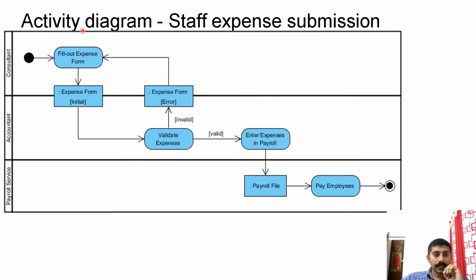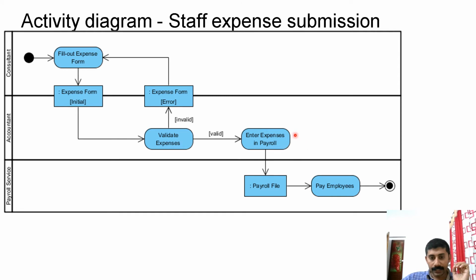Another example is staff expense submission. In this case, you can see the concept of a swim lane. There are three partitions: consultant, accountant, and payroll service. The consultant fills out the form. These two objects are transferred. Now the accountant validates the expense.